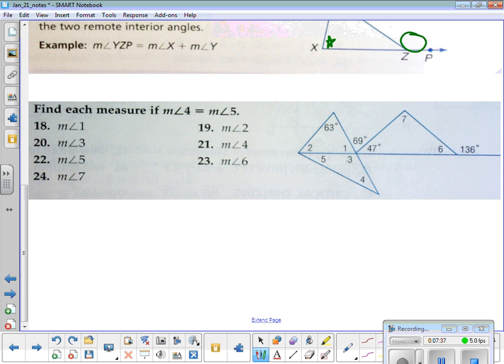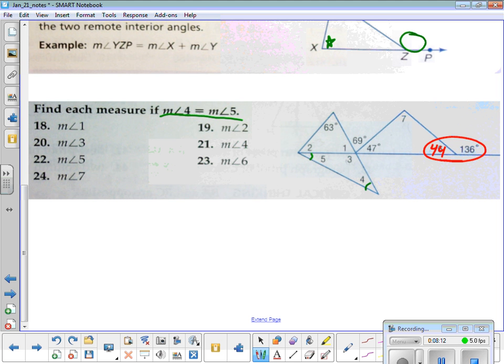So here is a problem similar to the one you're going to get on your assignment. They want you to find all these angles here that are mentioned. What we know is that angle 4 and angle 5 are equal. That's good to know. So I'm going to put a little mark in my figure that those two are equal. Now I need to start figuring out what the measure of each angle is. We can start anywhere we want, and I suggest we start right here. Angle 6 and the 136 are a linear pair, which means they're supplementary. So I can go ahead and take 180 minus 136, and I get a 44 right here.